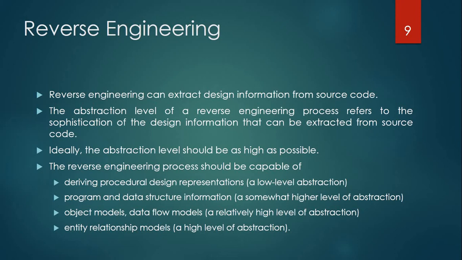Third level is object, methods, data flow models. And last is the entity relationship model. So the entity relationship model, ER model, will give us the full idea about the software, means which functionalities are available, who the users are, and which type of functionality is available to each and every user. We will understand that by the ER model. So all these things will be derived from the source code.